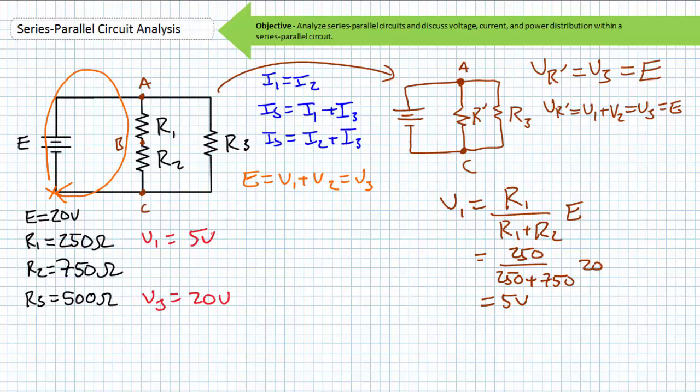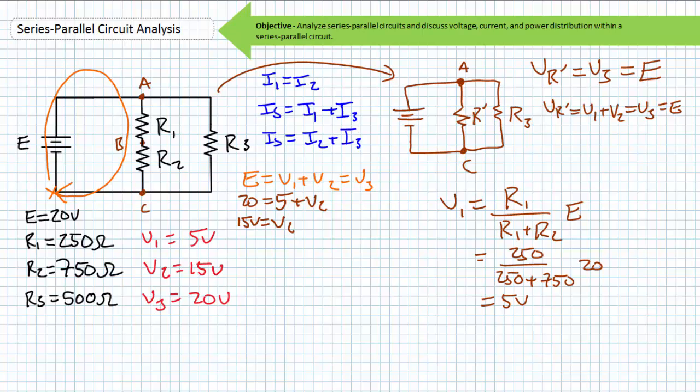We could again use the VDR or various permutations of Ohm's law to solve for the remaining voltage drop V2. However, we can also make use of our earlier statement of KVL that E equals V1 plus V2. Substituting in the necessary values and solving for V2, we find V2 to be equal to 15 volts.